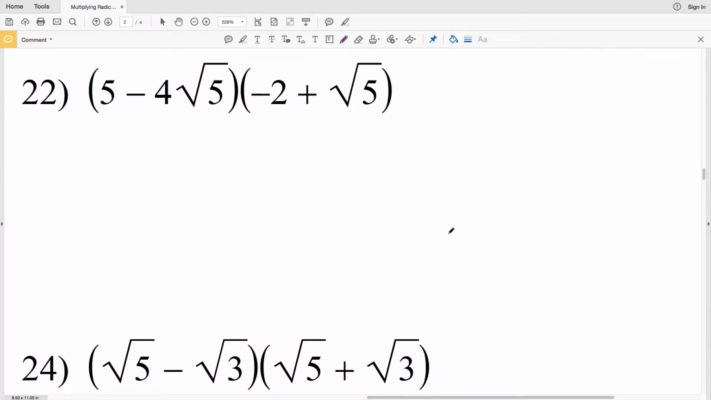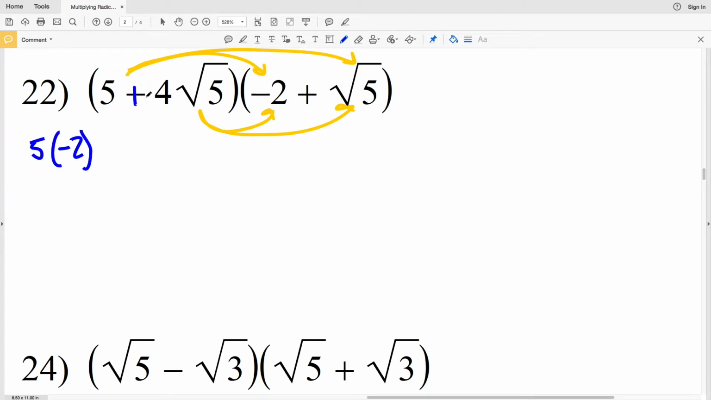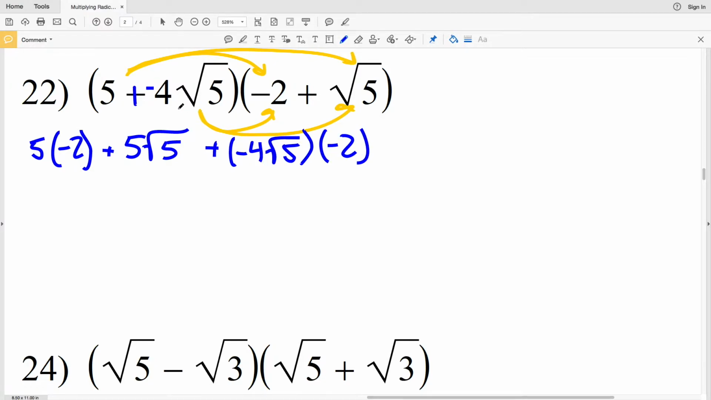In number 22, I'm FOILing again. So we're going to do first, then outside, inside, and then last. So 5 times negative 2, and I'll turn all my subtraction to adding a negative just to make it a little easier. So then I'll add 5 times the square root of 5, and then I'll add negative 4 times the square root of 5 times negative 2. Those are my inside terms. And then finally, my last terms, negative 4 times the square root of 5 times the square root of 5.